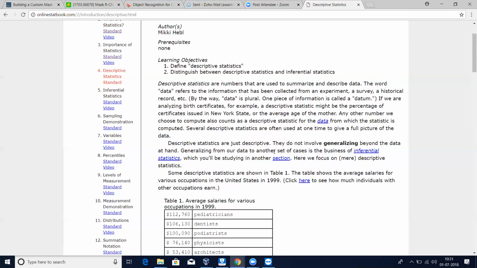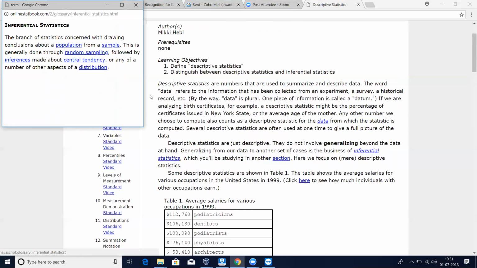Generalizing from our data to another set of cases is the business of inferential statistics. Inferential statistics means the inference that you're trying to make. It is the branch of statistics concerned with drawing conclusions about a population from a sample. Now this is the important term, and this is what you should know. There are two terms here.